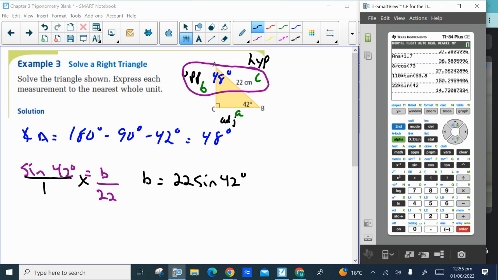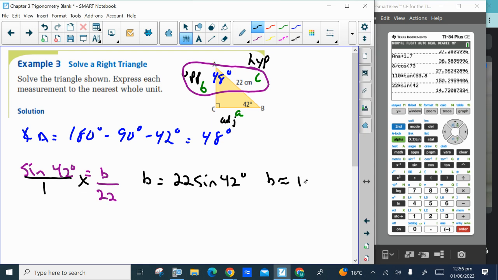And little b is approximately 14.7. So it does say round to the nearest whole unit, so that would be approximately 15. And that will be in centimeters because the hypotenuse is in centimeters. So now all we have left to do is find little a. Remember, solving means finding all missing sides and all missing angles. And we can do that by using a trig ratio if we want, or we could also use Pythagorean theorem.